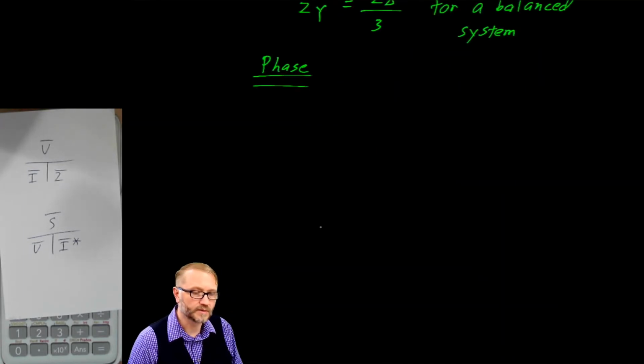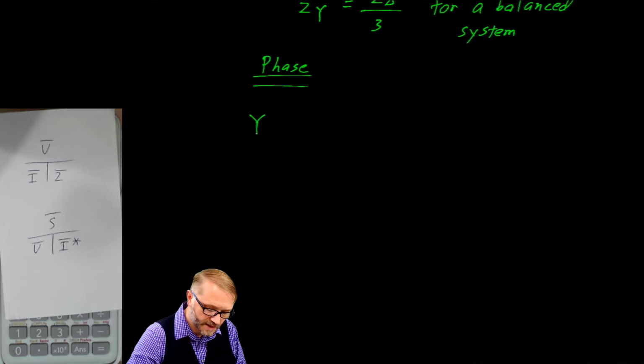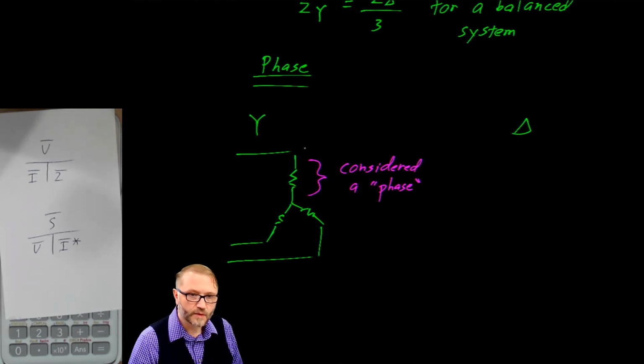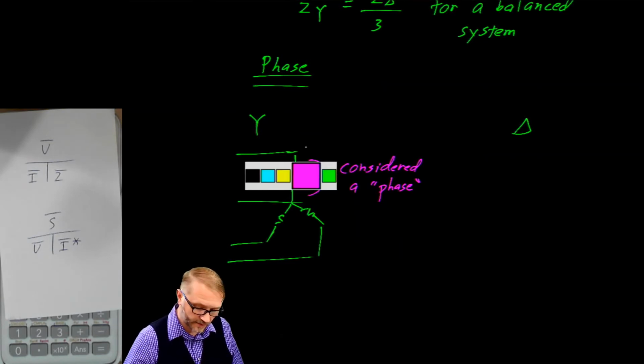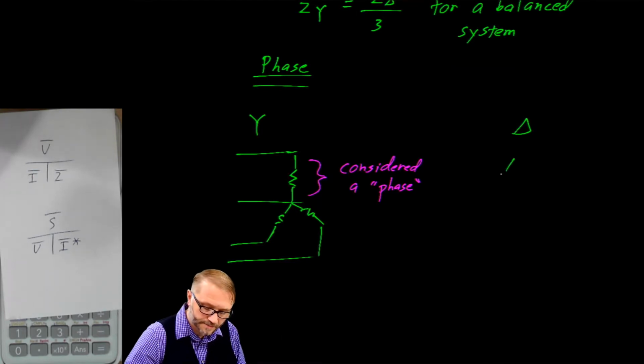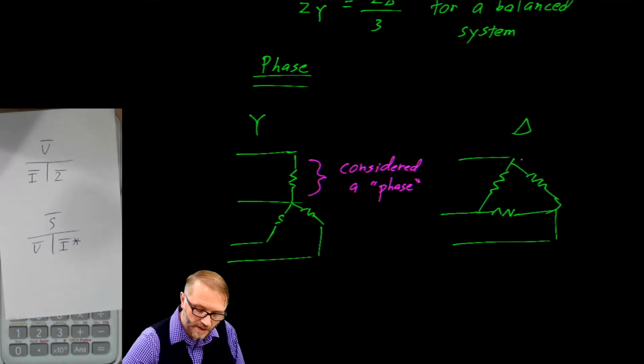We used the term phase, and we have to be careful with that because it has two different meanings. If you are in a Y system, it means one thing, and if you're in a delta, it means something else. In a Y system, you might have something that looks like this. We would describe this piece here as a single phase. If we were to talk about the phase impedance or the phase voltage, we would be referring to just this piece here. In a delta, this would be considered a phase.